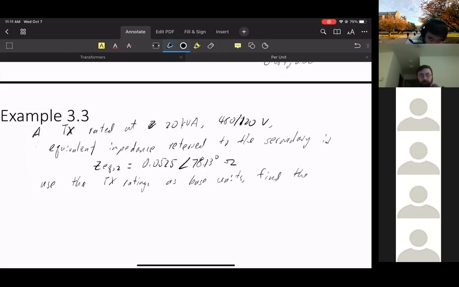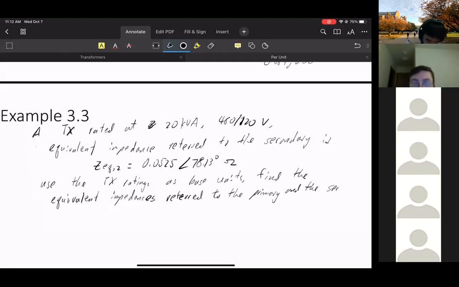Find the equivalent impedances referred to the primary and the secondary. Basically it says, let's convert this from SI units, from ohms, to a per unit system, and let's find the per unit impedance on either side of the transformer. Okay, let's do this calculation.